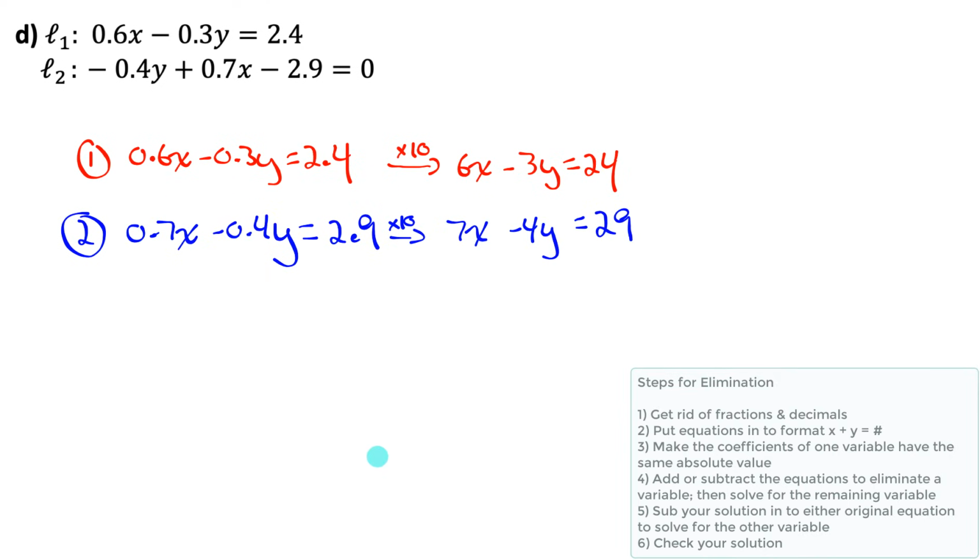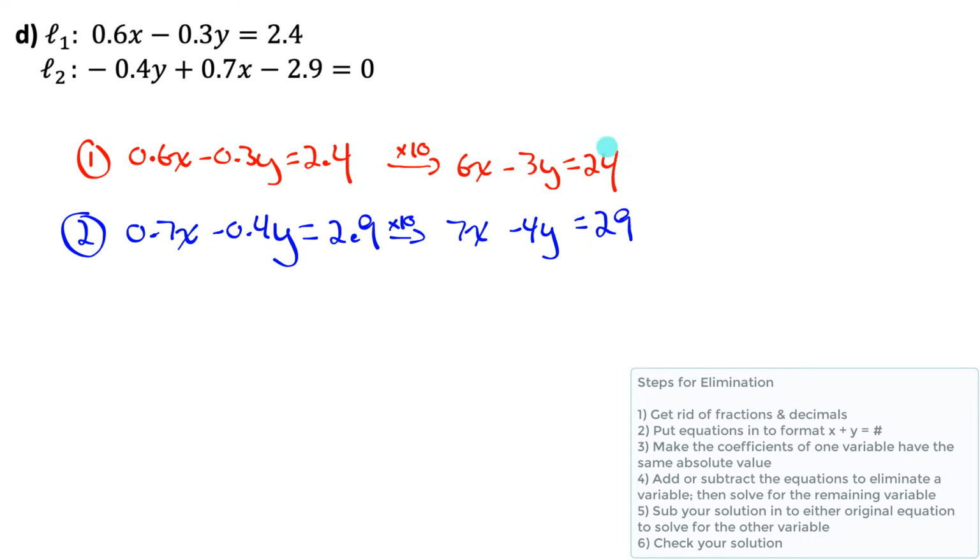Now that the first two steps are taken care of, we can go ahead and move on to step 3, where we're going to want to make the coefficients of either the x's or the y's have the same absolute value. Let's work with the y's this time. I see the coefficients are negative 3 and negative 4. Just like the last example, we know a common multiple between 3 and 4 is 12. So I'm going to make the coefficients of the y terms in both equations both be negative 12.